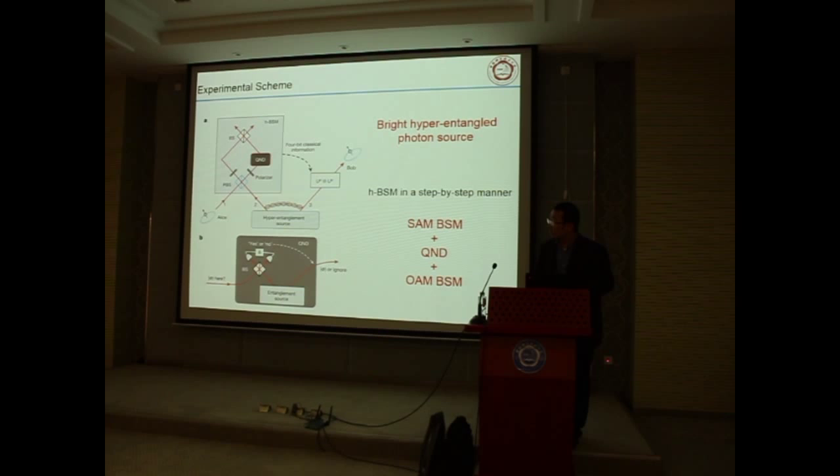And based on the above analysis, we have the experimental scheme as shown here. We have a bright hyperentangled photon source, and we can carry out the hyperentangled Bell state measurement in a step-by-step manner: first, second, and third. So we can teleport a composite spin-orbital photonic state now.